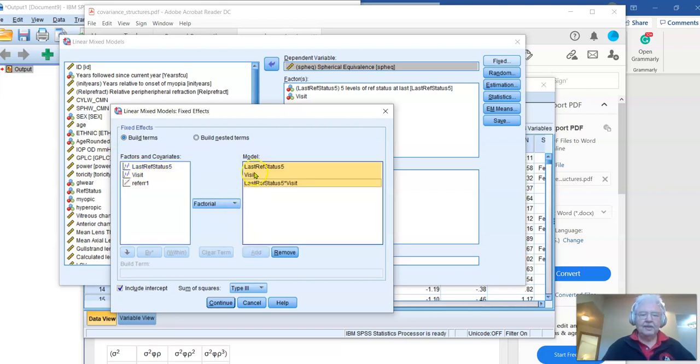Notice when you do that, you get just these two. You don't get a refractive error, but we do want refractive error in the model as a covariate, so we have to put those in separately. So we have last refractive status, we have visit, we have last refractive status by the visit interaction. Remember, we want to see emmetropes and visits. Does the difference between emmetropes and myopes depend on the visit? And remember, in this case, it probably does, because we're going to start everybody in the same place and then see if they diverge over time.